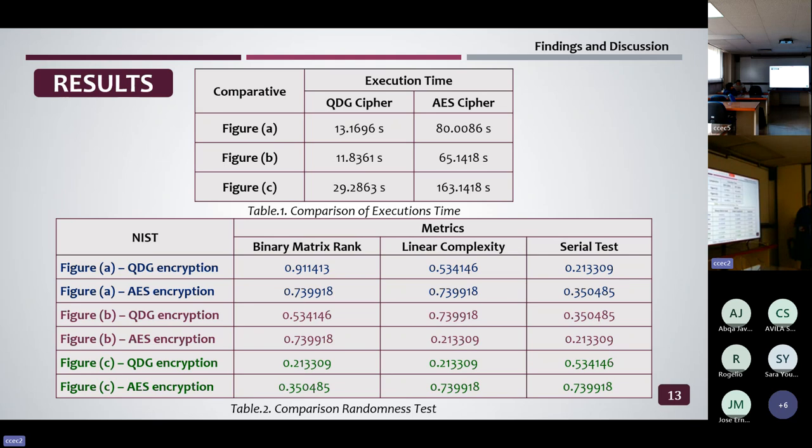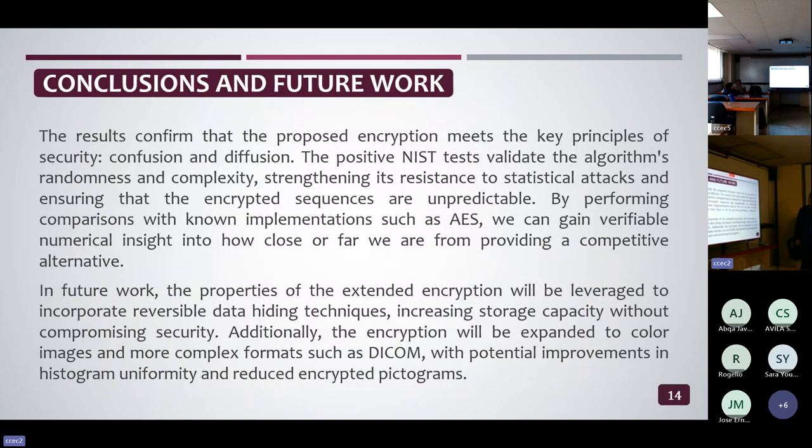The result of the comparison with NIST is positive and indicates a competitive cipher. And for conclusion, the NIST tests only the arbitrary randomness and complexity, not strictly the resistance to statistical attacks, and ensures the encryption sequences are unpredictable. We performed the comparison, and the information can verify numerical scores close to the prevailing competitive alternatives.